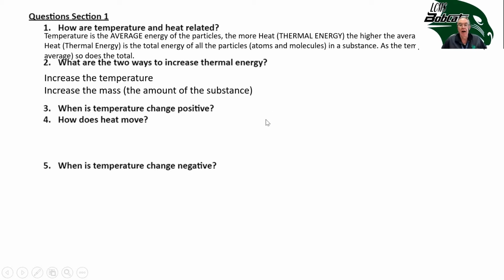When is temperature change positive? Okay, when heat flows into a substance. So remember I said heat always flows from high to low. So in the summertime, it's low temperature inside the house and it's warm outside the house, so the heat is flowing from outside to inside. So it would be correct to say that you want to keep the heat out, not keep the cold in.